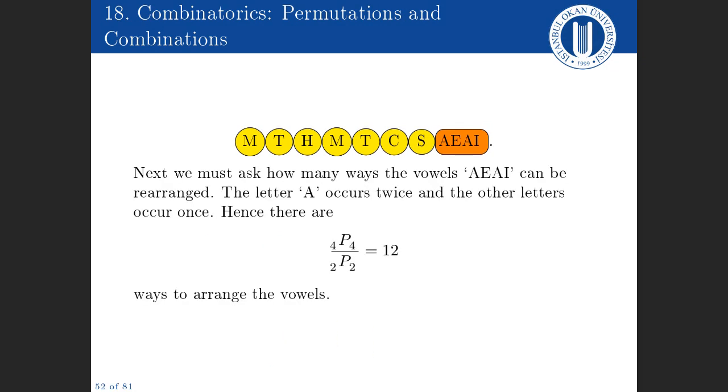We also need to talk about how we can rearrange the vowels. A, E, A, and I all need to be next to each other, but they don't always have to be in this order. We might have A, A, E, I, or E, I, A, A, etc. All the different ways. How many different ways are there to arrange these vowels? If these four vowels were all different, there would be 4P4 different ways to arrange them. But they're not all different. We've got two A's. So to take care of that, so that we don't count the same arrangement more than once, we divide by 2P2. That means there's 12 different ways to arrange the vowels.